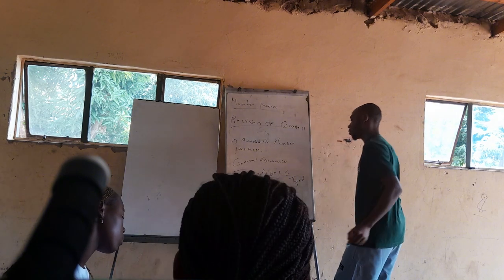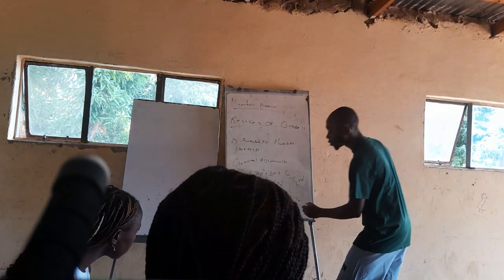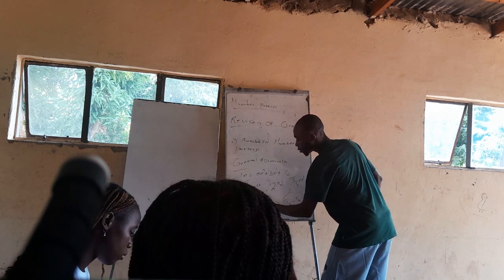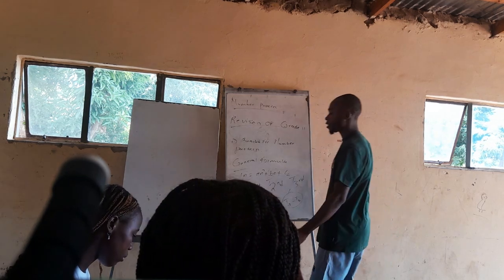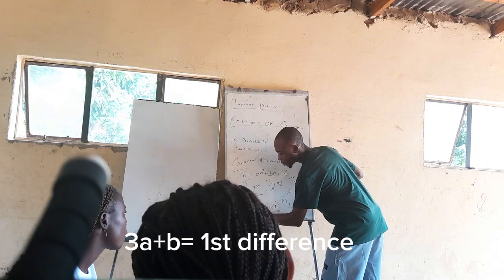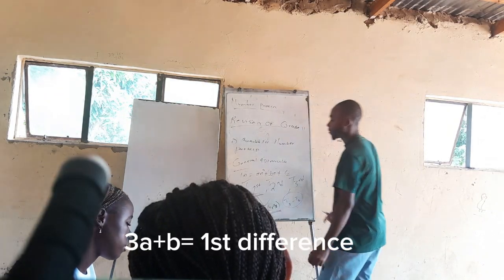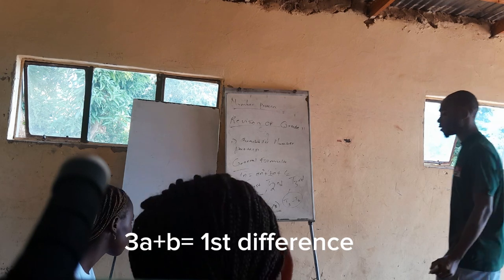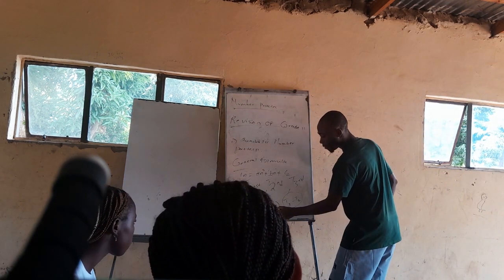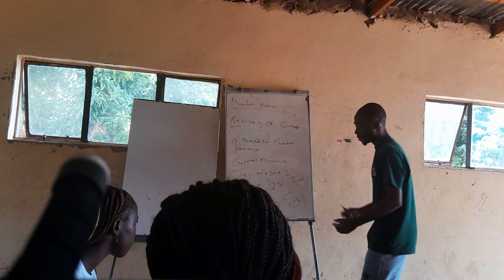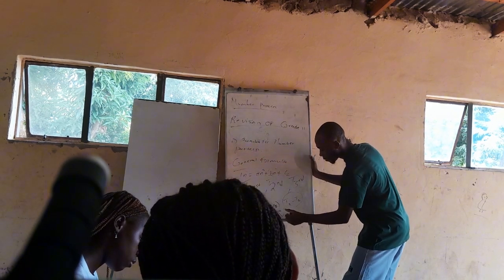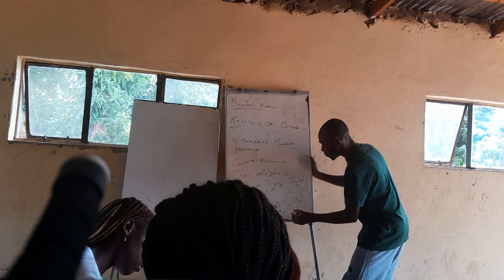But this one is not necessary because you're going to use the first value that you find here. You're going to equate the first value, which is your first term, to 3a plus b, right? This is the formula to find b. You are going to equate it to the first difference.